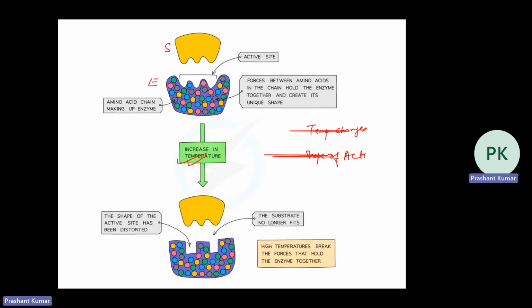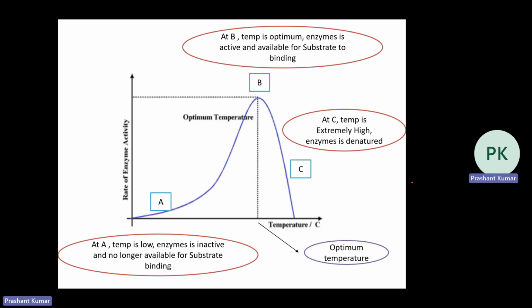the shape of the active site also changes. So this is very important. Here you can see in this particular diagram, at A, when the temperature was low, it was inactive. Activity is very slow. This is the rate of activity on the y-axis, and this is the x-axis showing temperature. As the temperature increases, you can see the slope is going up. That means as the temperature is increasing, the rate of reaction is also increasing.